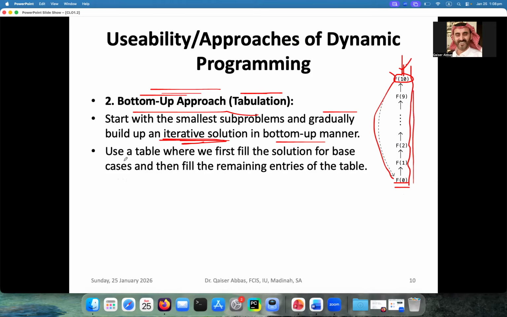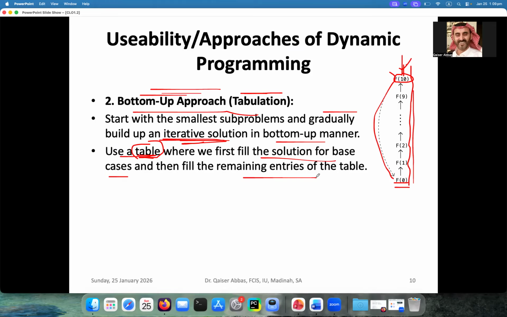I already explained that it will use a table, and that table would be an array. Why do we use it? For the same purpose as the memo: for storing the solutions of the subproblems. So we will fill this table, which is an array, with the solutions for the base cases. For Fibonacci numbers, for example, it can be 0 and 1. Then the remaining entries of the table, which means the solutions for the other subproblems, we will calculate and fill in gradually.